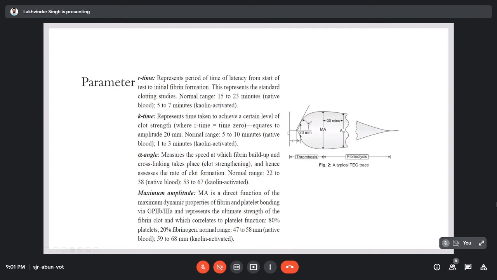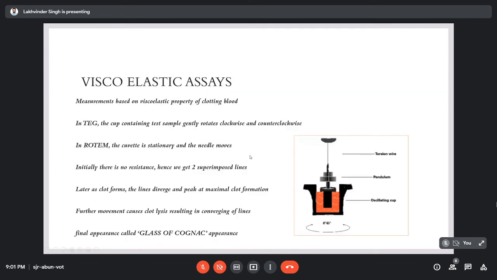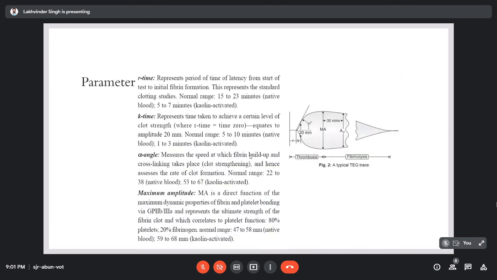The difference between ROTEM and thromboelastography is that in thromboelastography, the cup containing the test sample rotates. In ROTEM, the cuvette is stationary and the needle moves. But the friction between the two leads to the formation of the graph. So we have the R value. It is when there is no resistance, the clotting has not started, and starting from here to 2 millimeter, it is the R time. It is when clotting starts and some amount of clot is there.